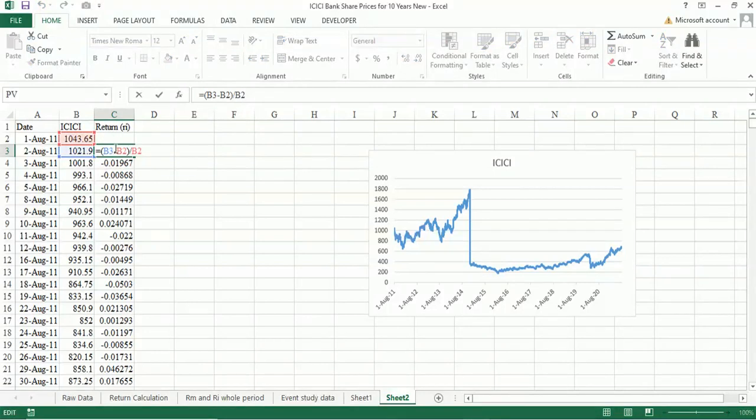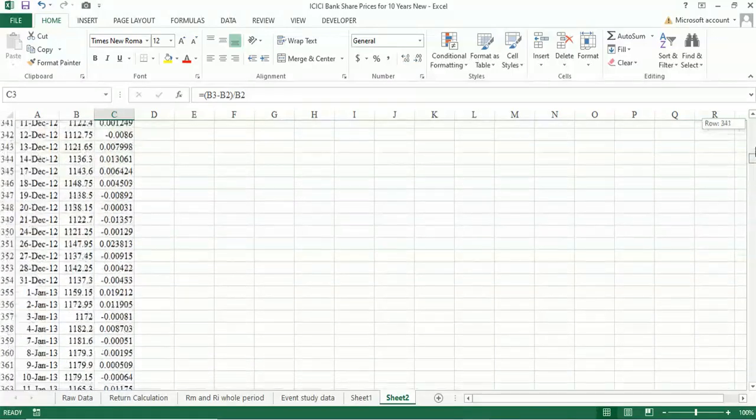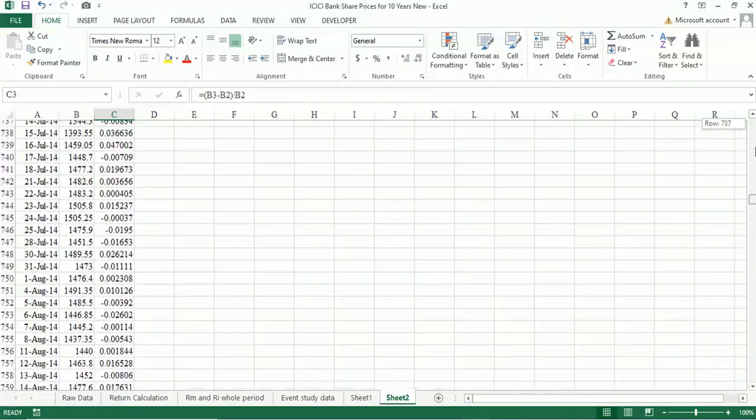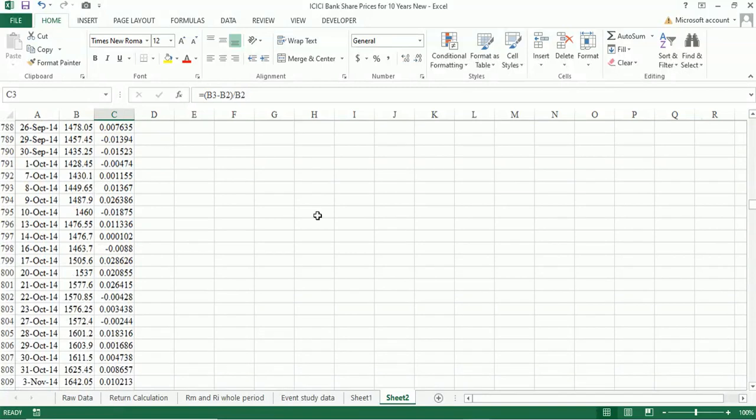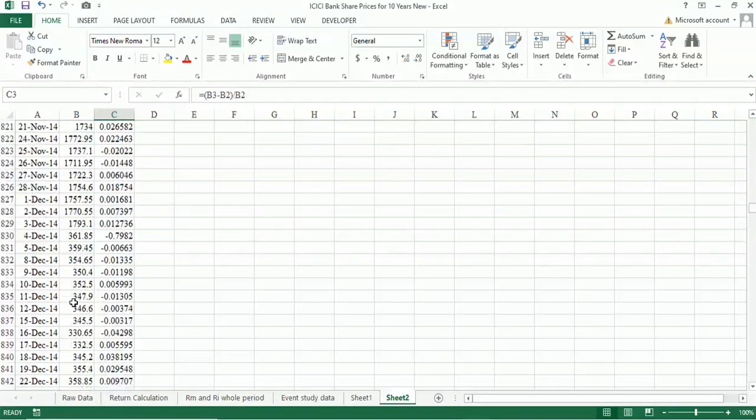You can see it in this formula: today's price minus yesterday's price divided by yesterday's price. So I calculated that. Now we will go to that split date. I said somewhere in the month of December 2014, and we will see what happened on that particular day. You can see December 4th, 2014.